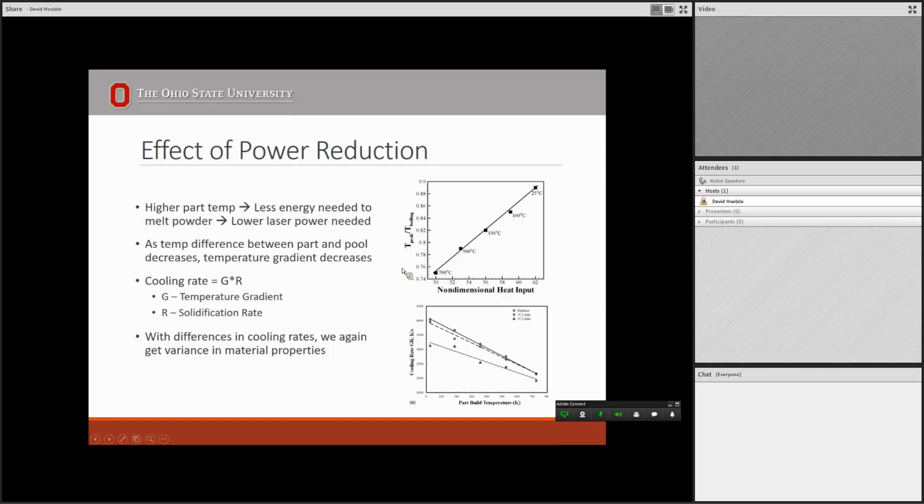You can see these plots here on the left, as your heat input goes down, your ratio from T peak to T boiling has a linear decrease, which is affecting that gradient. And then this is a plot of just the cooling rate, and as your part temperature increases, again, your surface and subsurface cooling rates are linearly declining as we go. So as these differences in cooling rates pop up, we get a variance in material properties, which affects the quality and breaks outside of our process control.